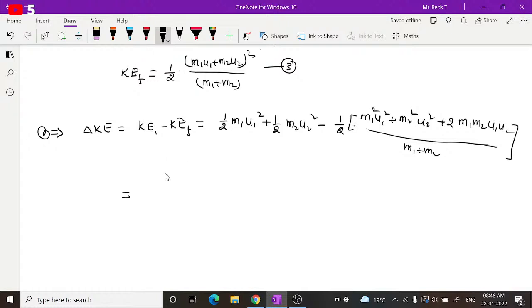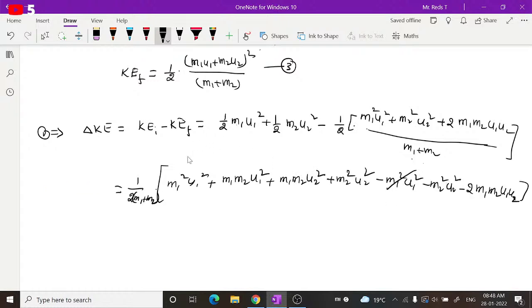Okay, it is equal to what? On simplifying this, if you multiply this term with m1 and this term with m2, and then simplify, m1 plus m2 will come out in the denominator, so you can write it as half into m1 square u1 square plus m1 m2 u1 square plus m1 m2 u2 square plus m2 square u2 square minus m1 square u1 square minus m2 square u2 square, minus 2 m1 m2 u1 u2; the m2 square u2 square gets cancelled. So it is minus, what did you get here?